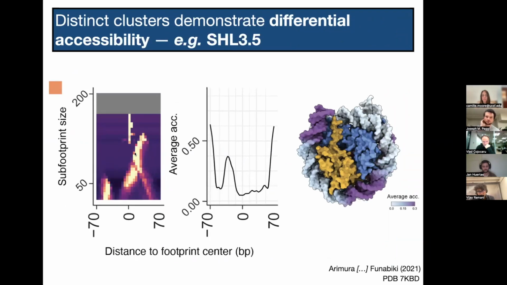We can also take just another cluster. This is accessibility right at SHL 3.5. I'll point out without going any further that this happens to be right where the join is between H2A/H2B and H3/H4. And so we speculate that maybe what we're capturing are disassembly or assembly states or the coordinated action of transacting factors as they dock on the nucleosome at very specific sites like SHL2.